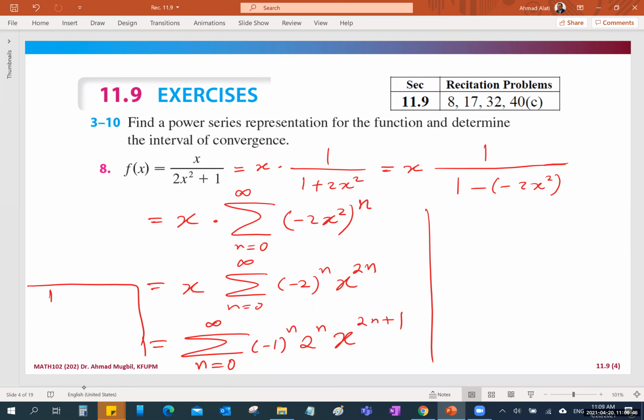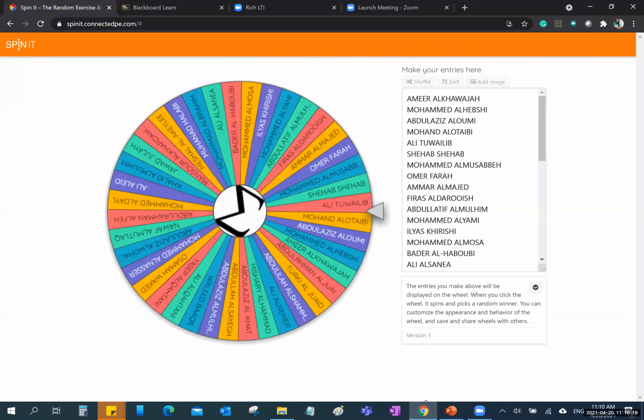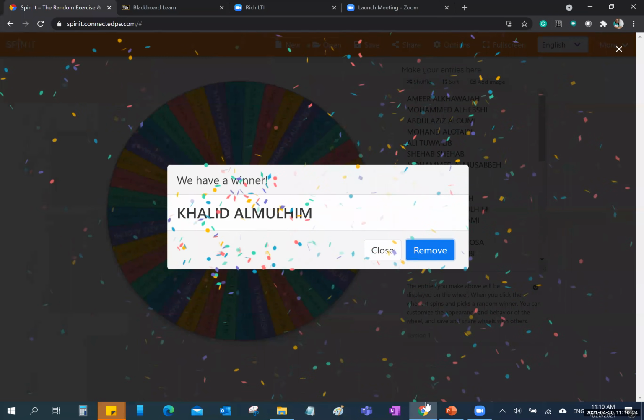I said, ya Shabab, we have 1 over 1 minus star equals sigma star to the power n, n starting from 0 to infinity. This is valid if the absolute value of this star is less than 1. This is the interval of convergence. So for this one, what will we do? Let me choose another one. Khalid Al-Milham. Yes, doctor.